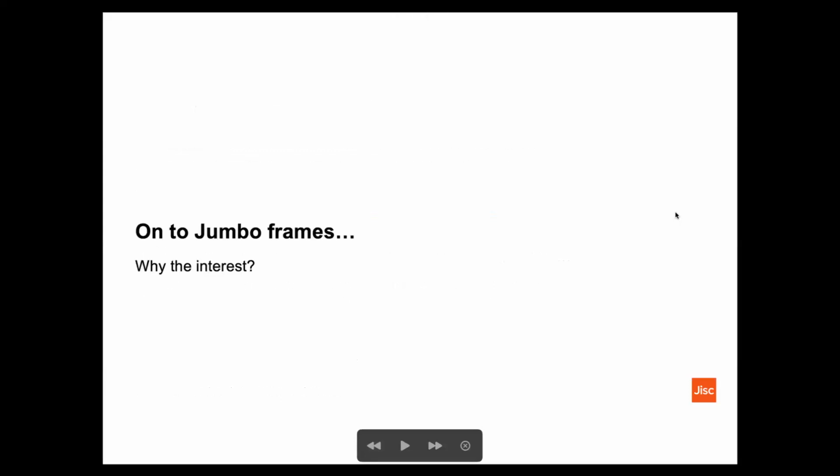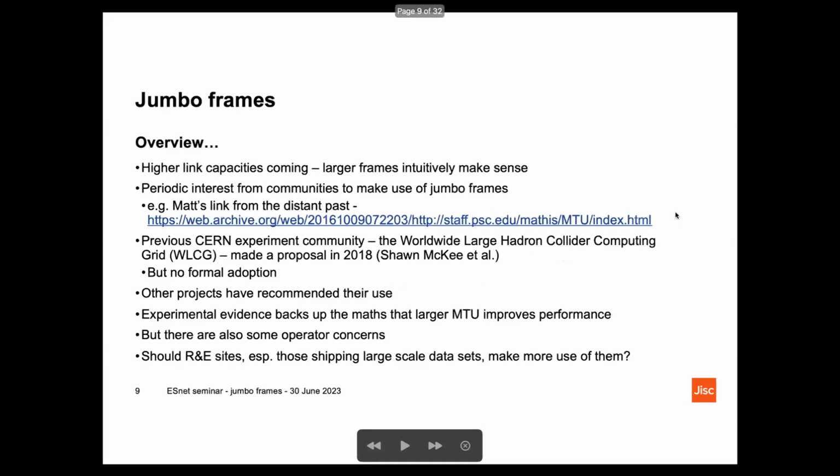So on to jumbo frames. Why the interest? Intuitively, as you get higher link capacities, 1500 bytes becomes an increasingly diminishing percentage of that capacity. So larger frames intuitively make sense to reduce the amount of overhead on a per-packet basis. There has been interest over the years, like waves on the beach coming and going, from different communities to make use of jumbo frames.